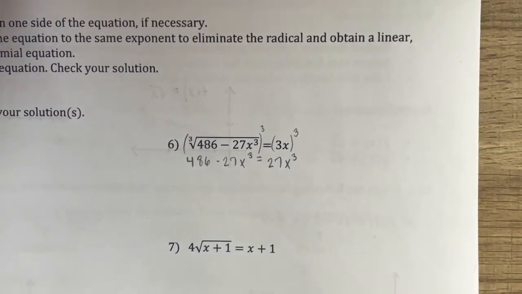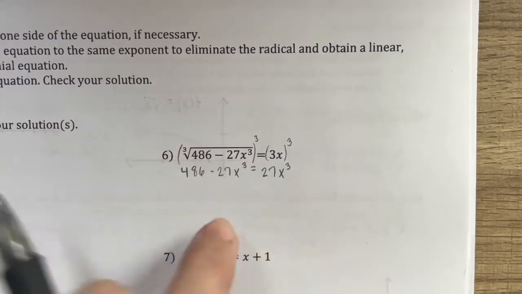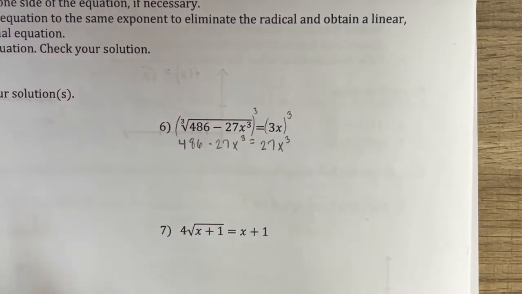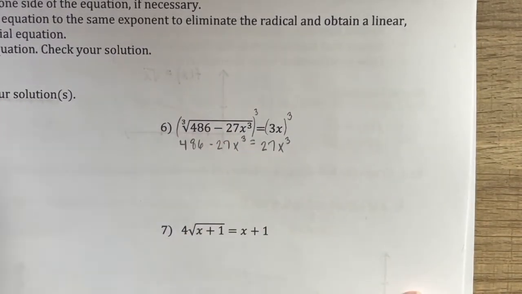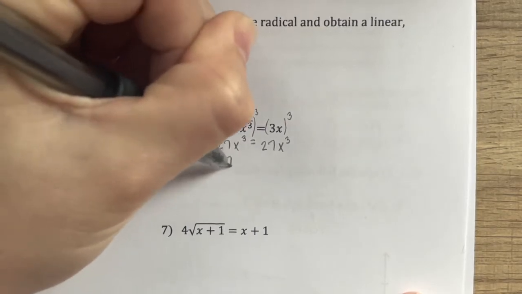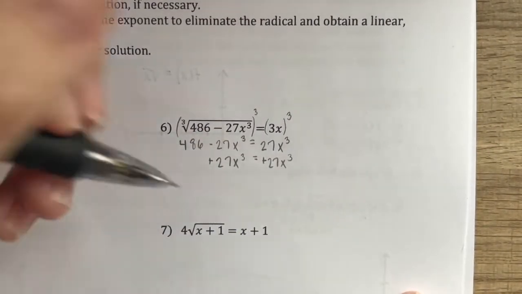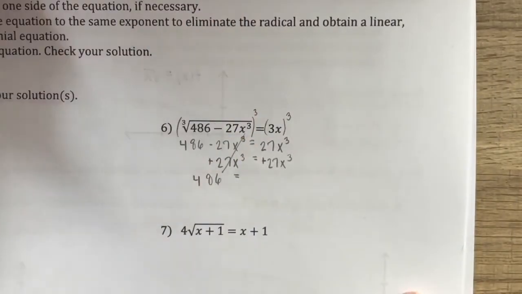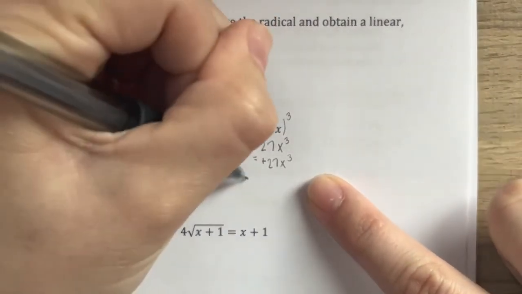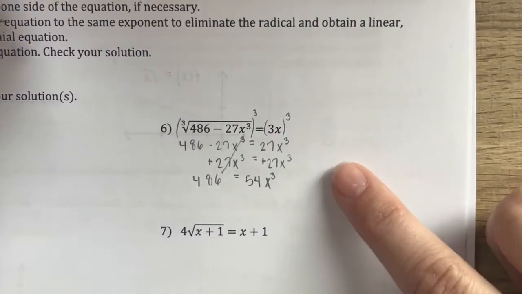Now we have just a constant and two cubed terms. So this one would make the most sense to solve by just taking the cubed root. So we would want to get our cubed terms together. I want to add 27x cubed to both sides to move these together. So the 486 stays on the left. These cancel out. 27x cubed plus 27x cubed becomes 54x cubed. We just need to add the 27s together.